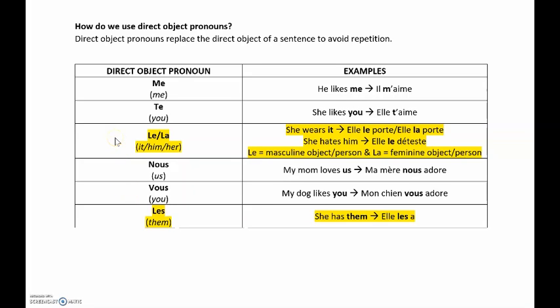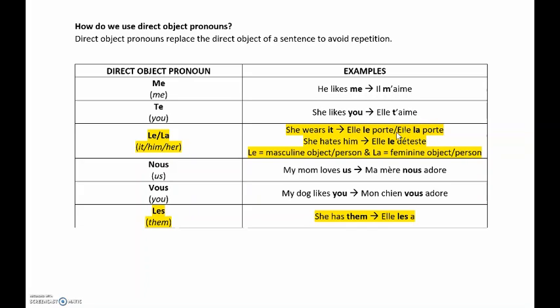So le and la, they're pretty flexible pronouns because they could be referring to an it, so an object, or it could be referring to a person, either him or her. Okay, so for example, if I wanted to say she wears it in French, it would be elle le porte, or it would be elle la porte. Obviously, depending if the direct object, the thing we're talking about, is masculine or feminine.